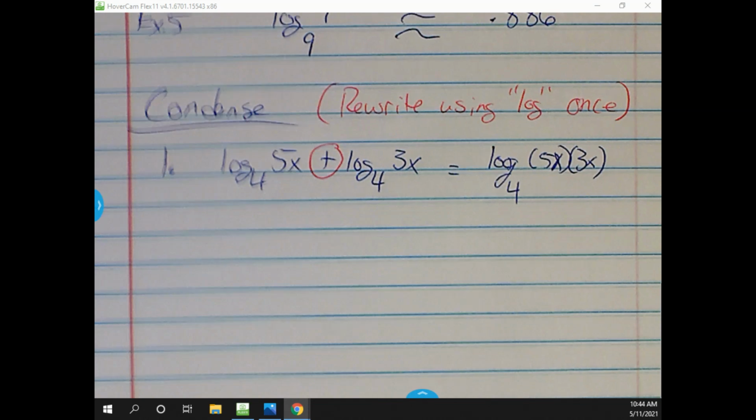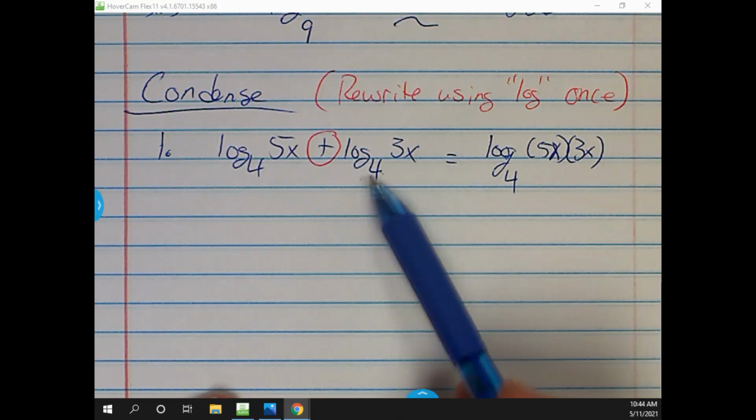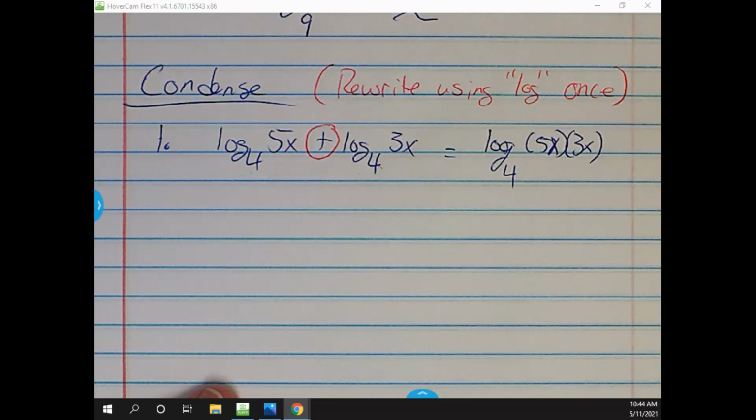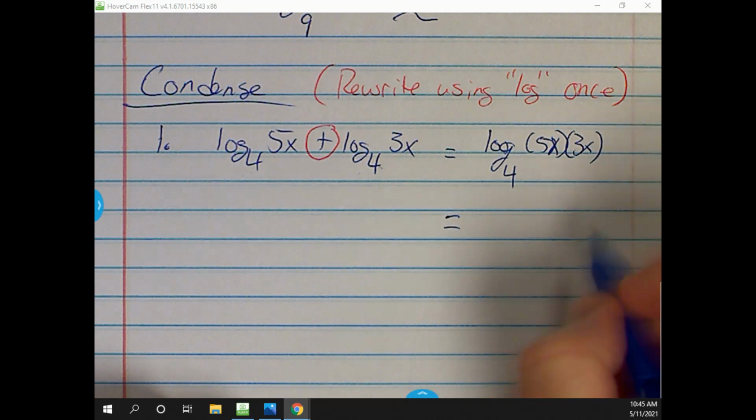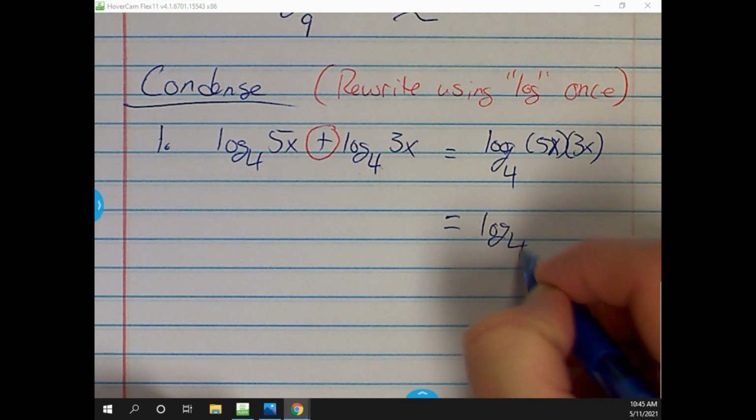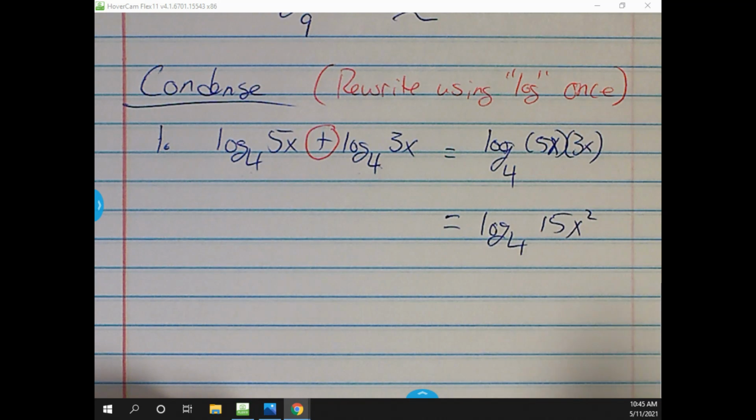Still stays base 4. Somebody may be asking, will these ever be different bases? No, they should all be the same bases. If they're different bases, then you can't put these back together, so I don't think there will ever be a spot where those will be different bases. All right, and then once you're there, you're just going to multiply together what you have. 5 times 3 is 15. X times x is x squared.